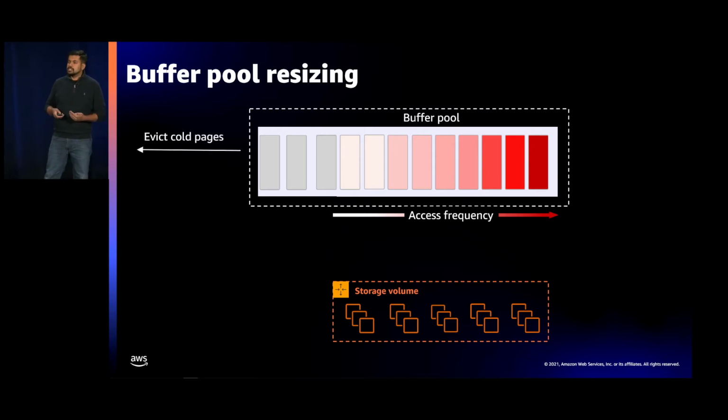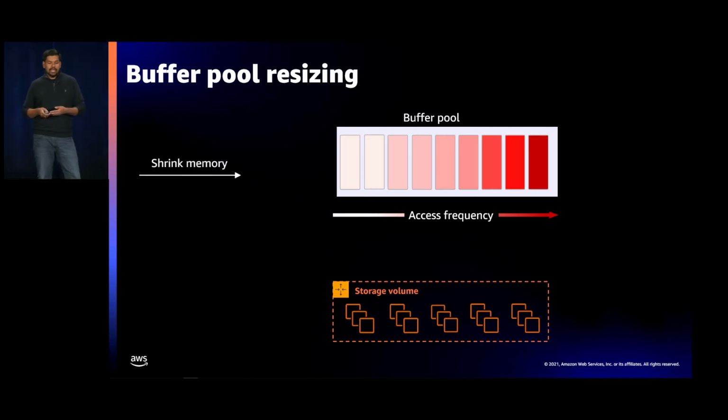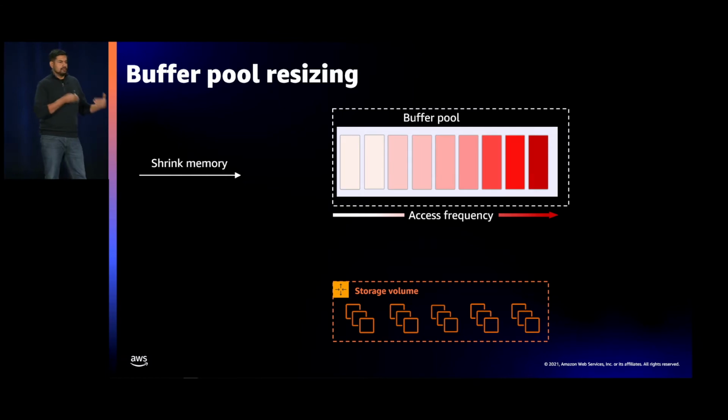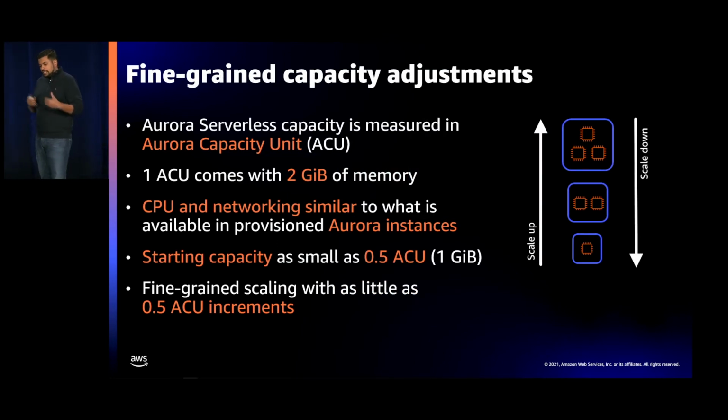So when the time comes and when we realize that there's not enough workload, the pressure on these data structures is reducing, in those situations, we take these cold pages, we evict them, we drop them, reclaim the memory back, and shrink the buffer pool to match the size of the instance at that point in time. So that was about instance scaling.